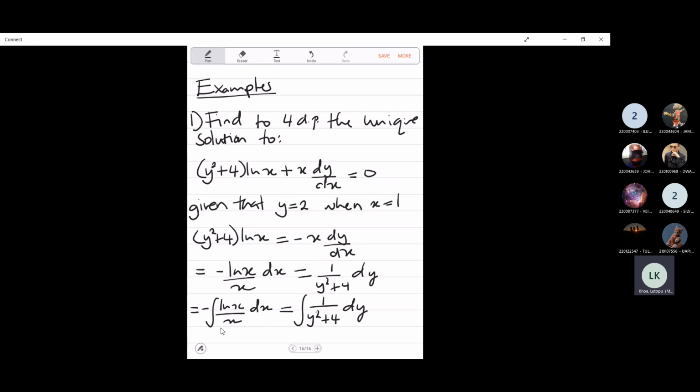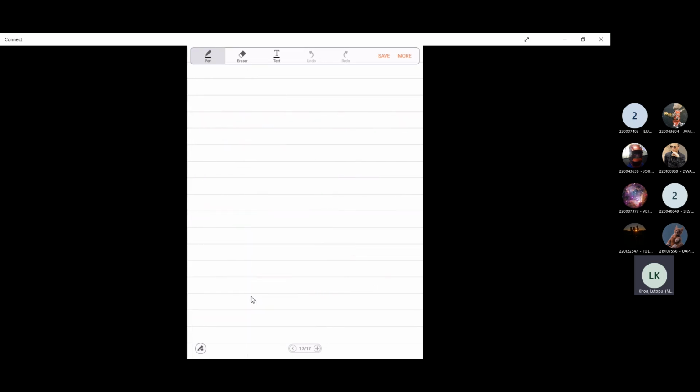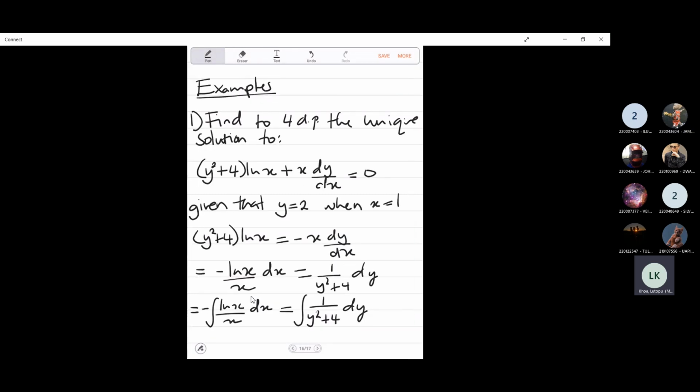Okay, so the integral of ln of x over x: the derivative of ln of x is 1 over x. So I have 1 over x dx, so this is like u du. And when I integrate that, I just get ln of x squared divided by 2. So this is minus ln of x squared divided by 2. Let me keep the equals in the middle. I have too many equal signs here.